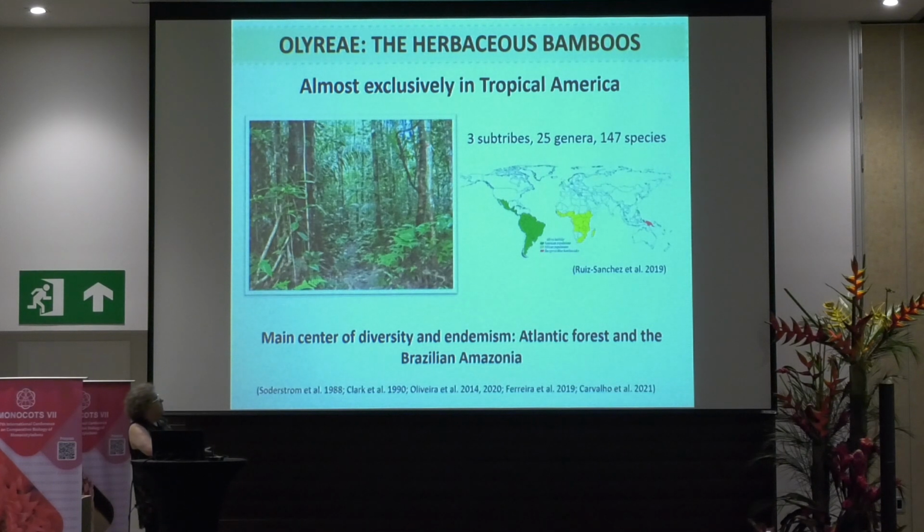So the herbaceous bamboos are almost exclusively in tropical America. There's 147 species divided into 25 genera that are classified in 3 subtribes. You can see here, this is where all of that diversity is located, except for one species jumps to Africa. And then there's one monotypic genus, Brasilochloa, in New Guinea. So we have a very interesting biogeographic pattern here. And as I mentioned, a lot of the diversity and endemism in this group is found in the Atlantic forest of Brazil and the Amazon region of Brazil.